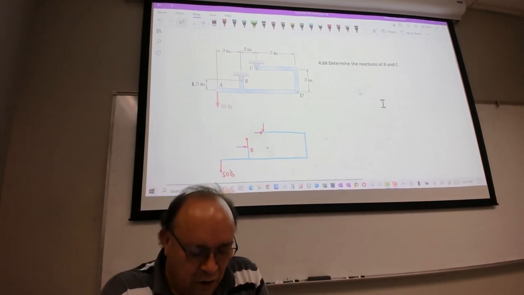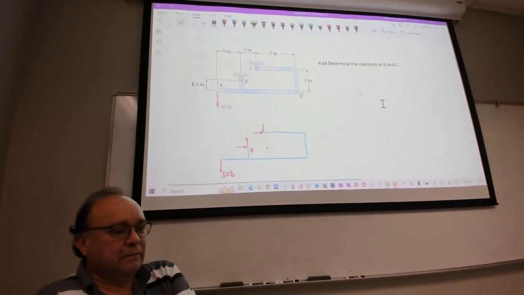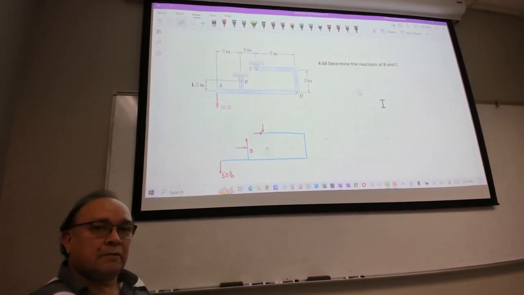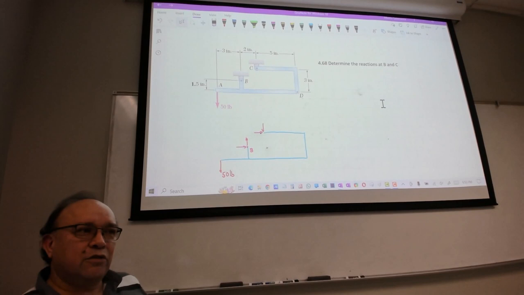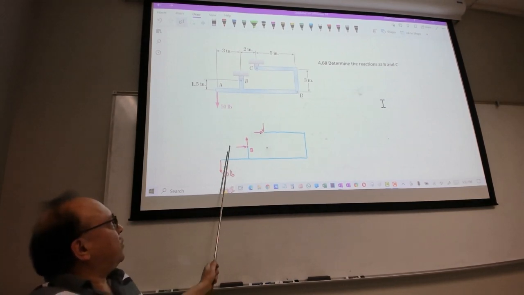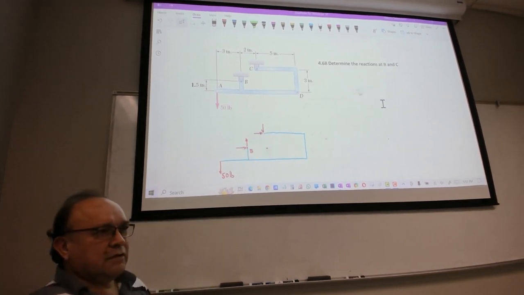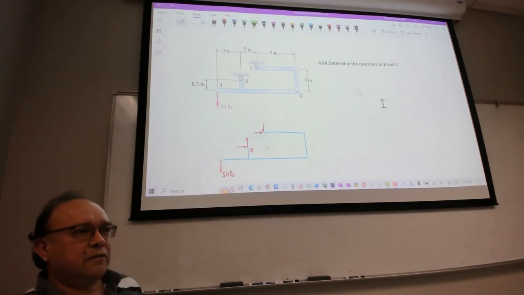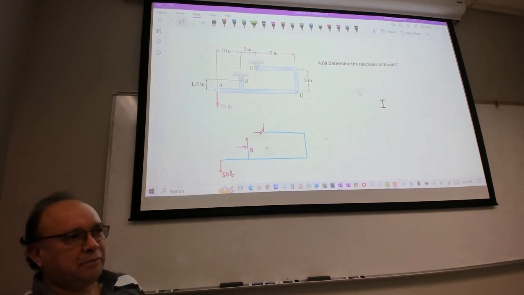So, can you solve this problem? You cannot solve this problem because you have 4 unknowns, and we only have 3 equations, so this problem cannot be solved, right? See? Okay, let's go to the next problem.